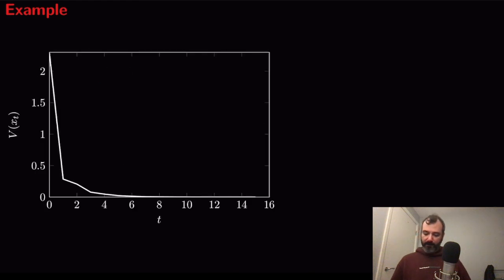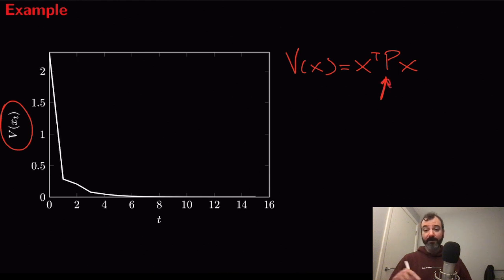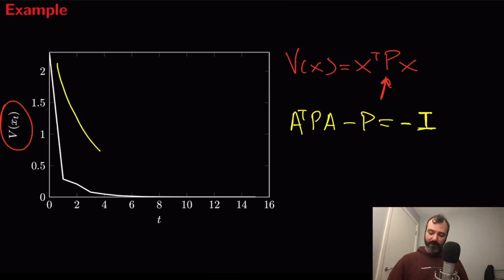And you can see the energy of the system. Here I'm using V of x is x transpose Px, where P is the matrix I have determined by solving Lyapunov's equation, A transpose PA minus P is equal to minus Q. In this case, I have taken just the identity matrix. So I have determined such a matrix P. And you see how fast, exponentially fast actually, my energy dissipates.